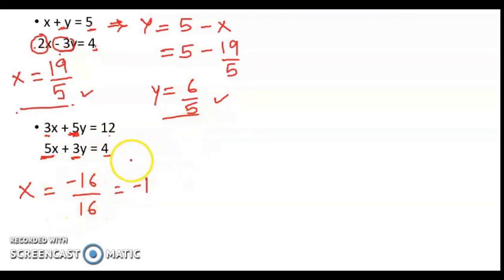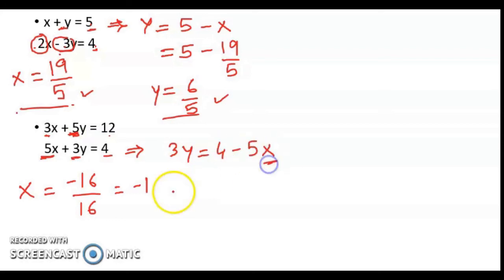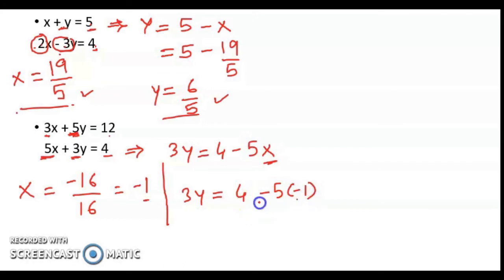Now to find out the value of y, put the value of x in any of these equations. For example, if you consider the second equation, then here we can write 3y equal to 4 minus 5x. Here in place of x we will put minus 1. So we get 3y equal to 4 minus 5 into minus 1. So minus minus plus. So this is 4 plus 5, that is 9. So 3y equal to 9. So we get y equal to 9 divided by 3, that is 3. So y equal to 3 and x equal to minus 1. This is your answer.